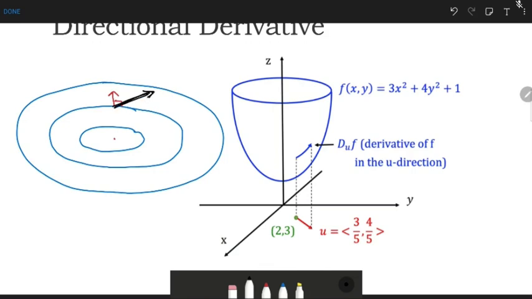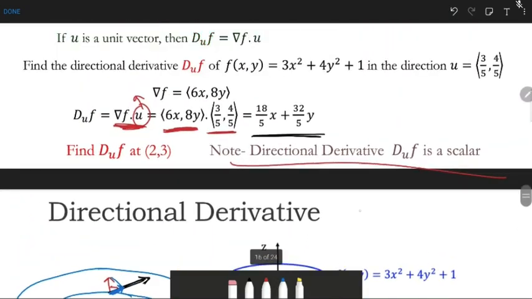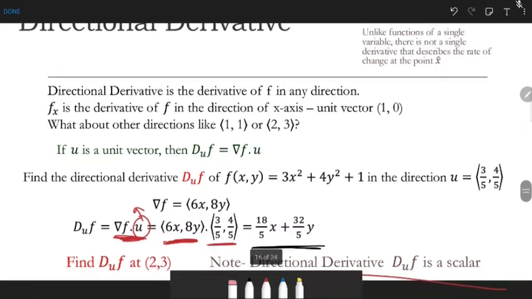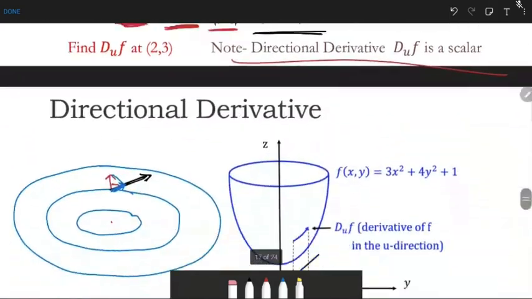What is the meaning of the dot product of two vectors? I'm just finding the component of one vector along the direction of another vector. The dot product of two vectors gives me a scalar, so I won't get a vector back. I will just get the magnitude of the gradient vector along the vector we are interested in, here the u direction. We did discuss directional derivative in the previous video as well, which unfortunately has not been captured.